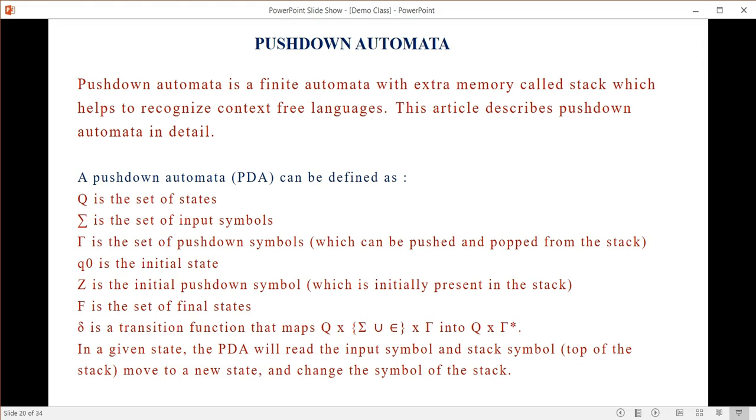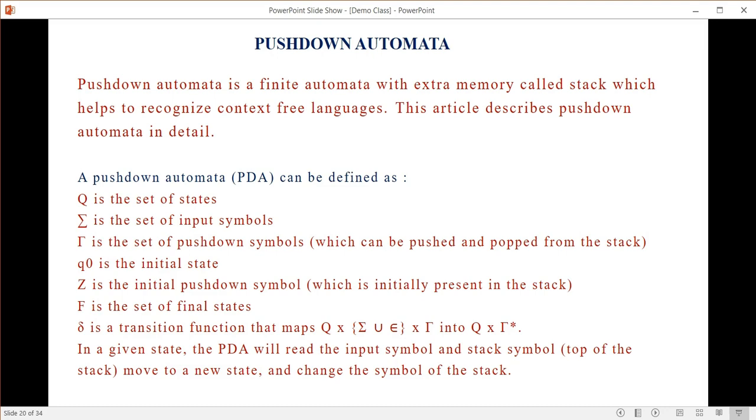So what is the pushdown automata? How can we define the PDA? Here some symbols are used in the PDA definition. That is Q, capital Q, which is the set of states. Sigma, which is the set of input symbols. Then tau, the set of pushdown symbols which can be pushed and popped from the stack. That is the stack alphabet.